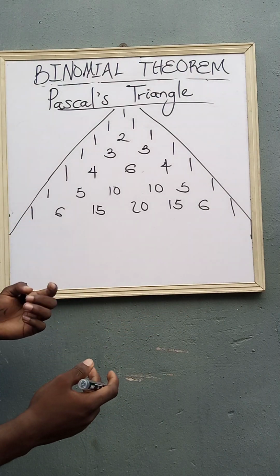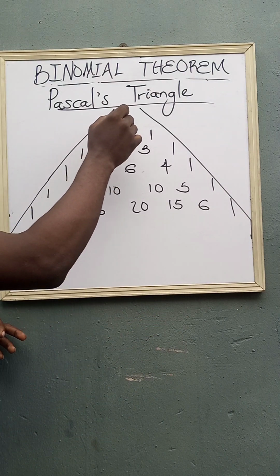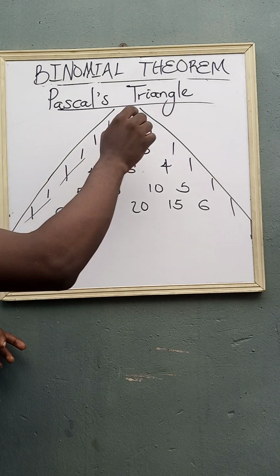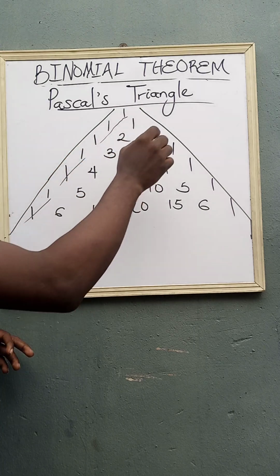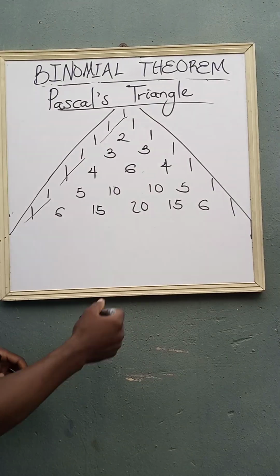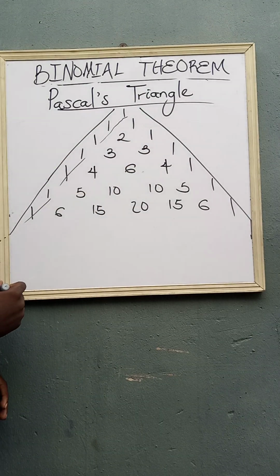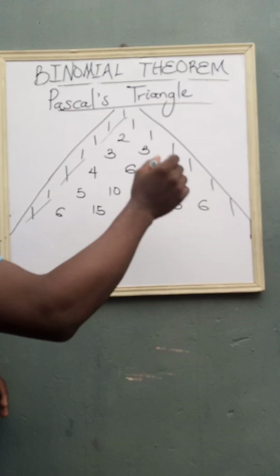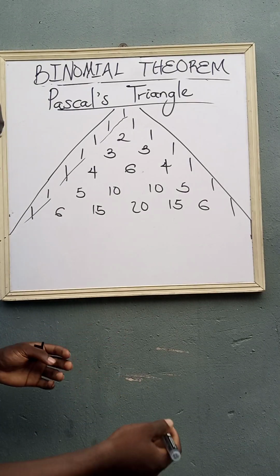Now you can see it's coming to form a triangle. Look at this. 1 is crossing out. 1, 2, 3, 4, 5. 1, 3, 6, 10, 15. 1, 4, 10, 20. 1, 5, 15. It's in a particular order, right? Same thing happens here. So that is why we call it the Pascal's triangle.